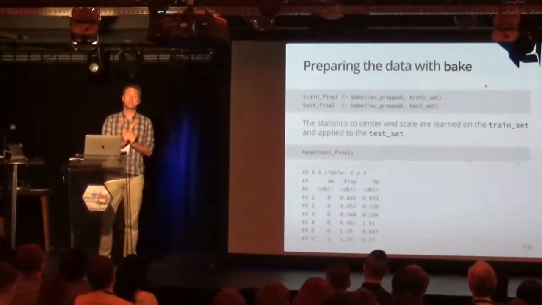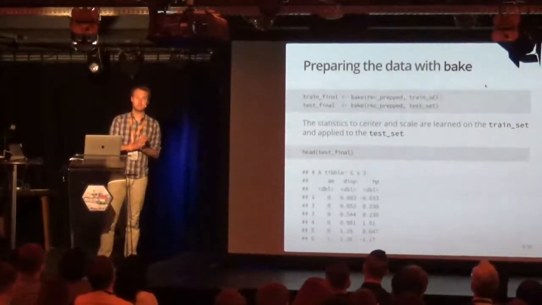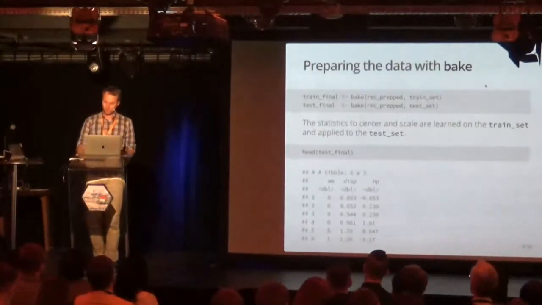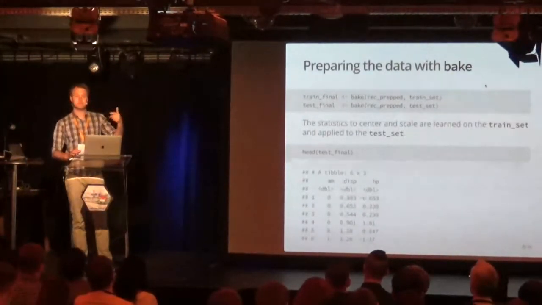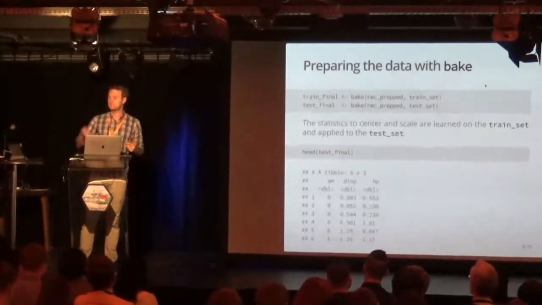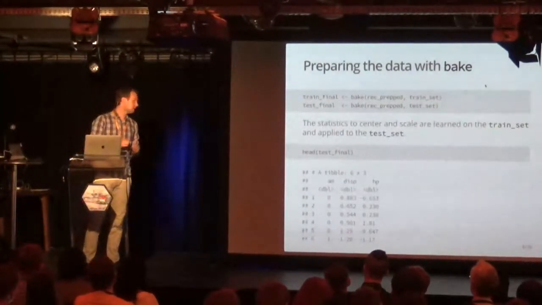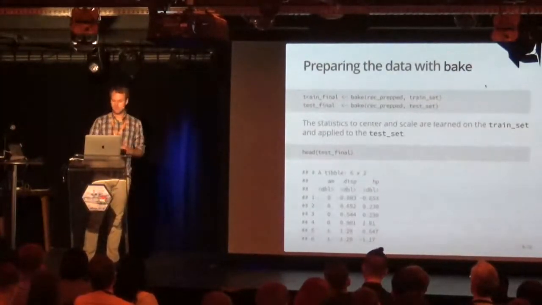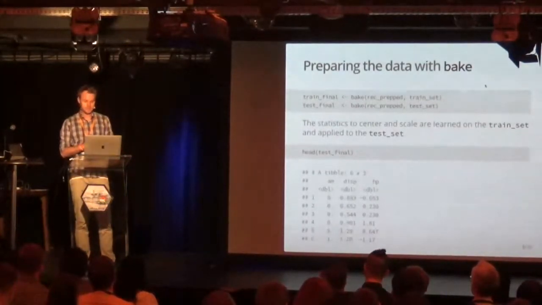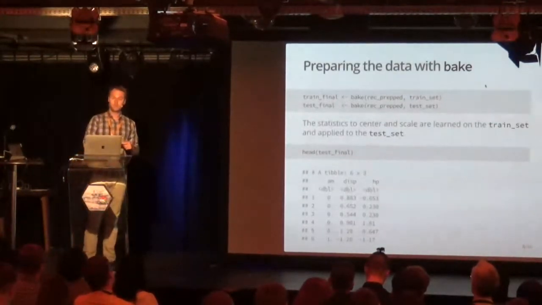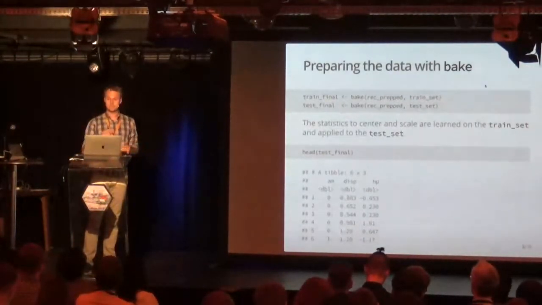Then you start baking your recipe, and it's only here that you actually do preparing your data. So all the steps before, adding steps to the recipe and prepping the recipe, is just updating the recipe. You don't do anything on the data yet. And here you bake it, and baking the recipe is actually performing actions on your data. And you see you bake with the recipe, the train set, and the test set.